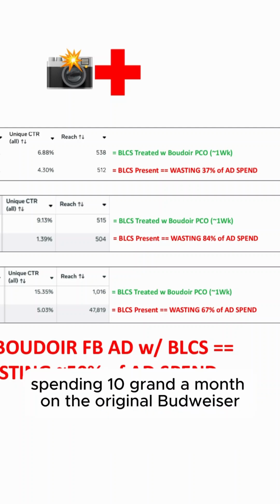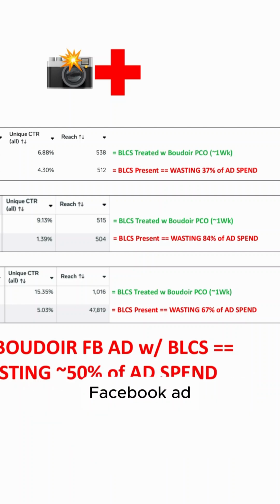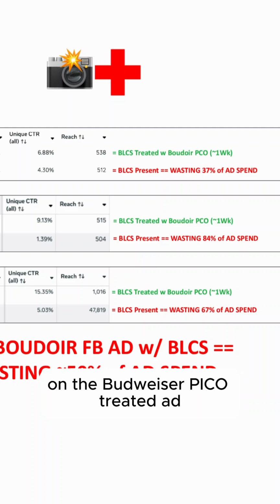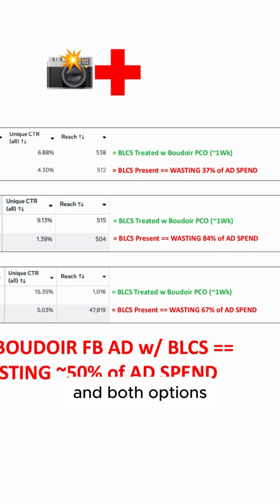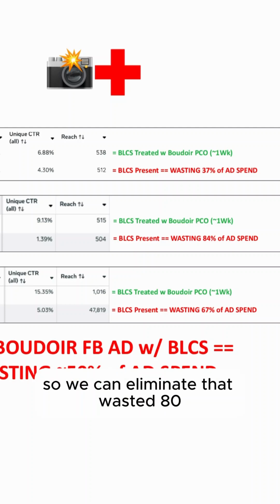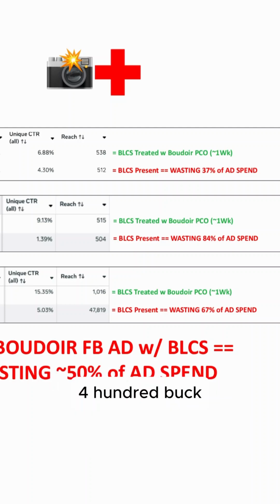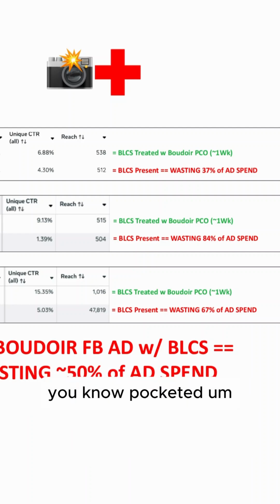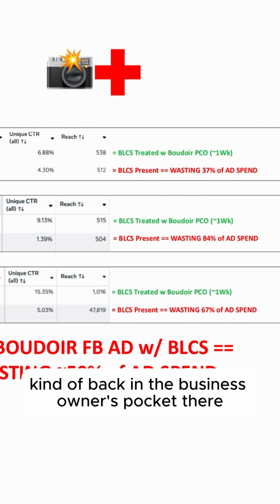So again, if they're spending 10 grand a month on the original Boudoir Facebook ad, now all we have to do is spend 1,600 bucks a month on the Boudoir Pico treated ad, and both options get our ad into the same number of women's brands. So we can eliminate that wasted $8,400 a month in ad spend, pocket that. It's literally like 100 grand, pocketed bonus, back in the business owner's pocket there.